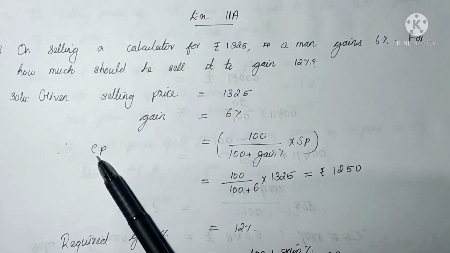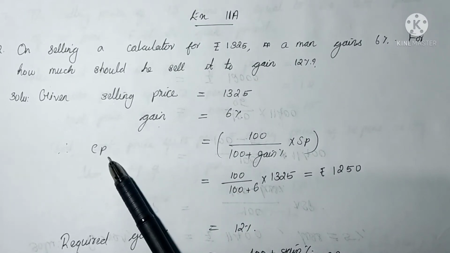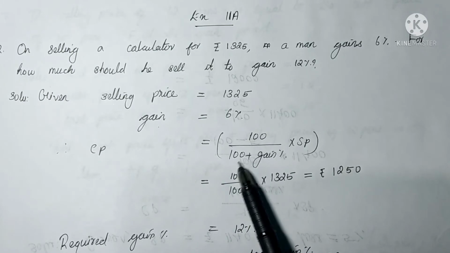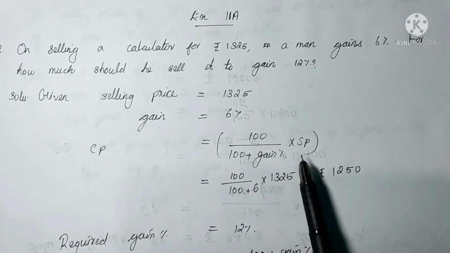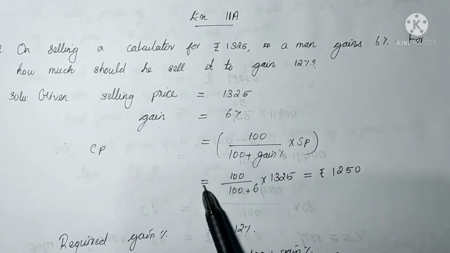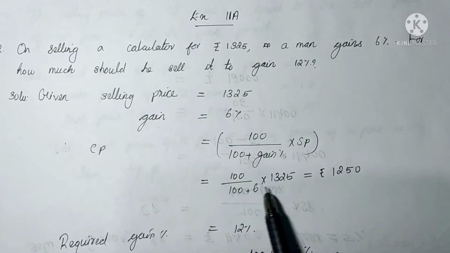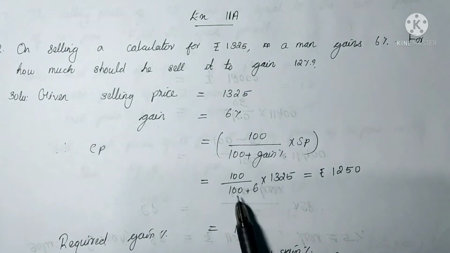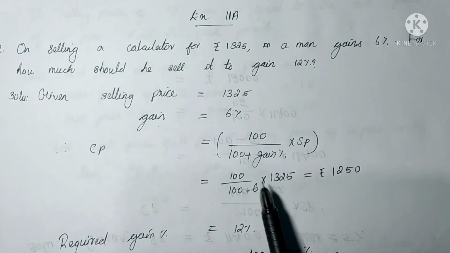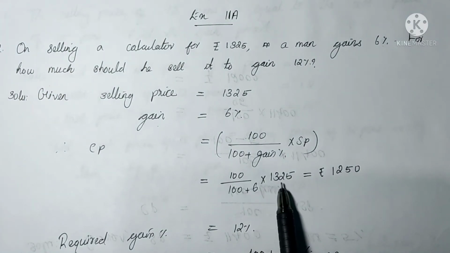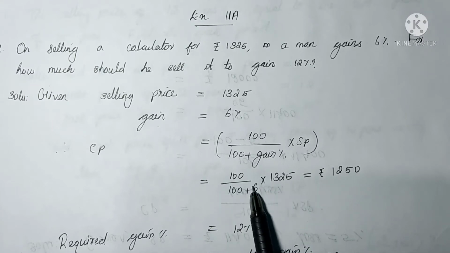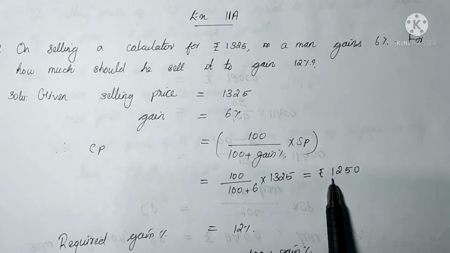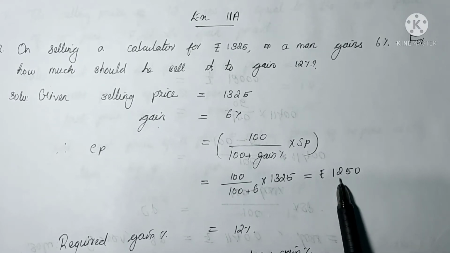Then what's the formula for finding CP? CP is equal to 100 by 100 plus gain percent into SP. This is equal to 100 by 100 plus gain percent, which is 6%, so 100 plus 6 into SP, which is 1325. After calculating, we will get CP is equal to 1250 rupees.